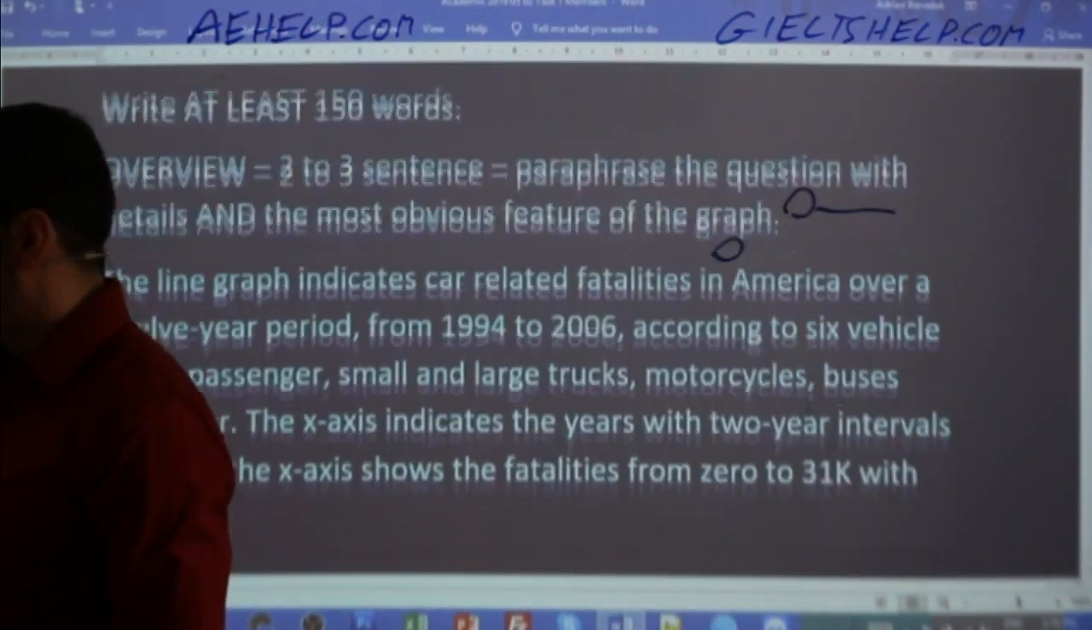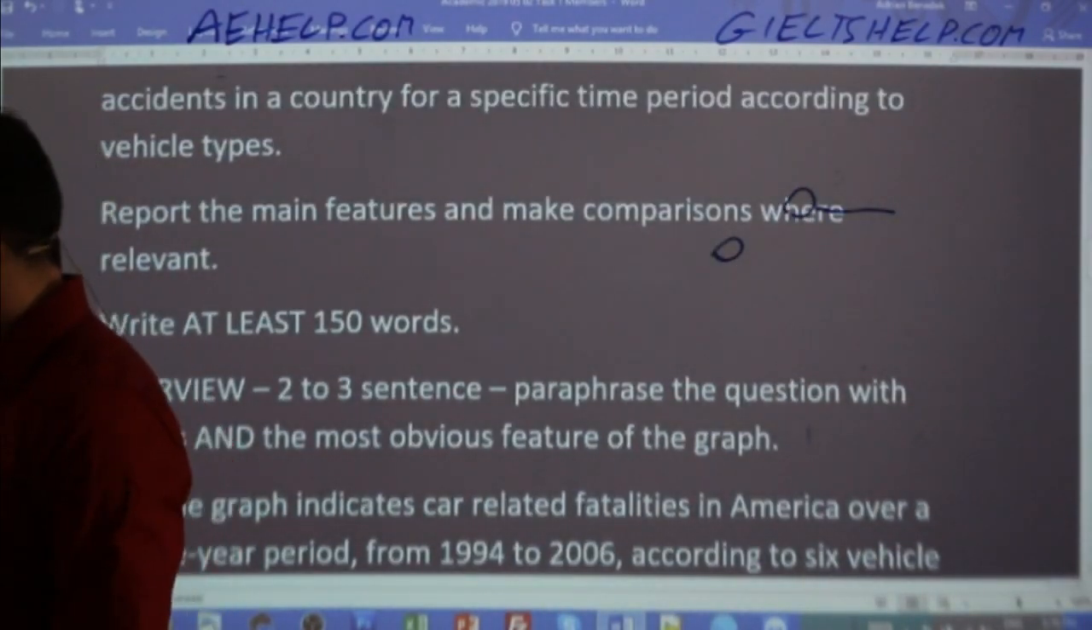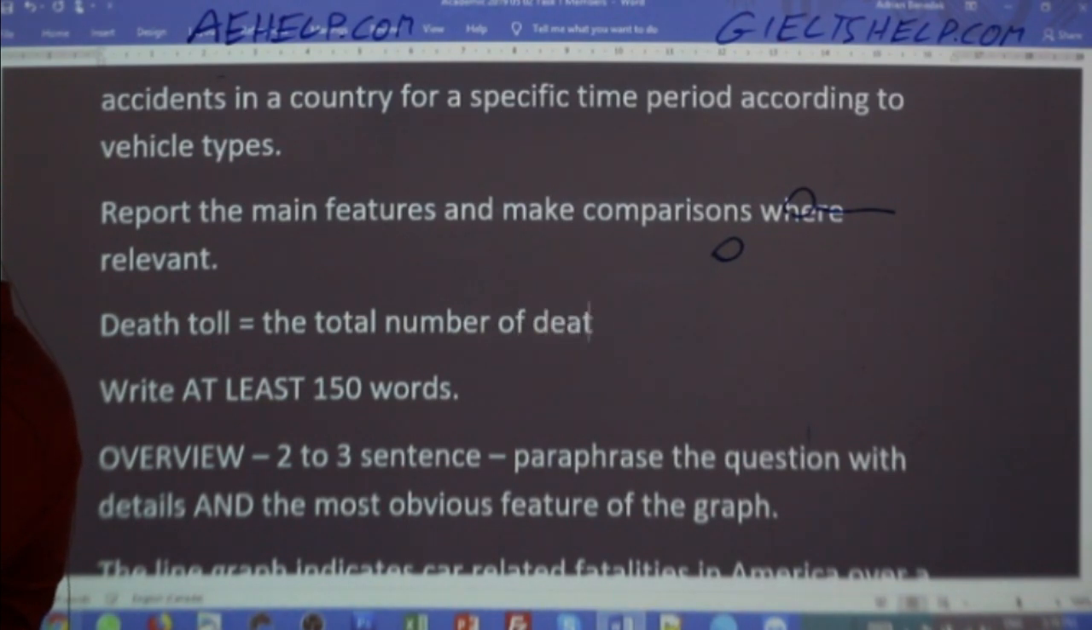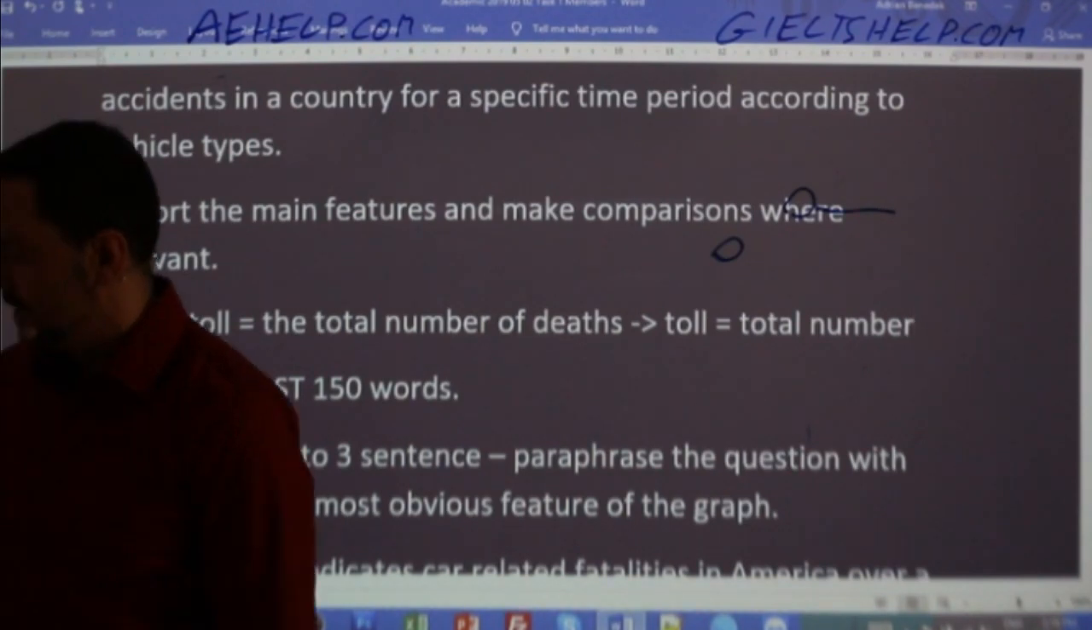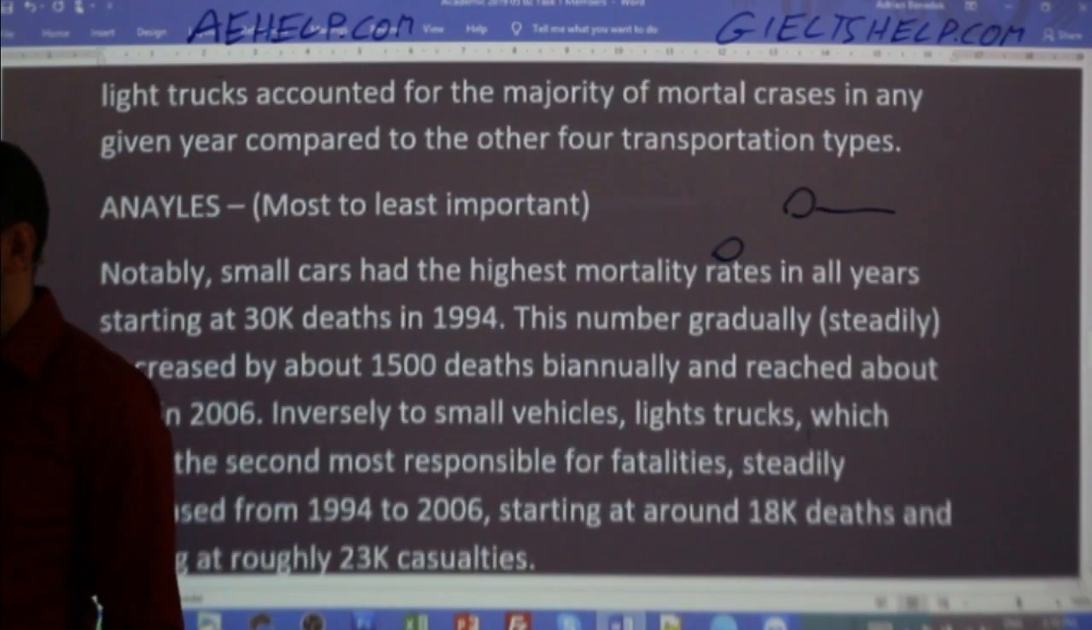The word toll, I'm just going to write that up here real quick. So death toll is the total number of deaths. The word toll is used to refer to the total number. Okay, it's one of its definitions. Check that word out when you have some time in the dictionary. Okay.